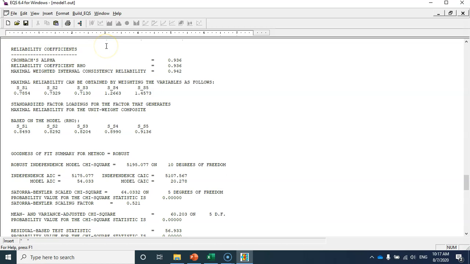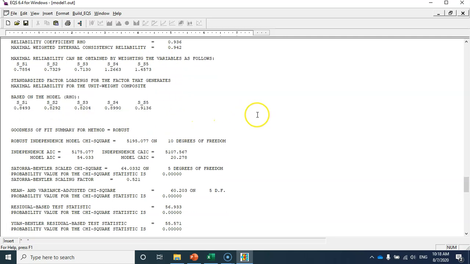And now here you can see reliability coefficients. These are the reliability coefficients that by default are printed in the output file, and you can simply report all of these statistics in your publications.